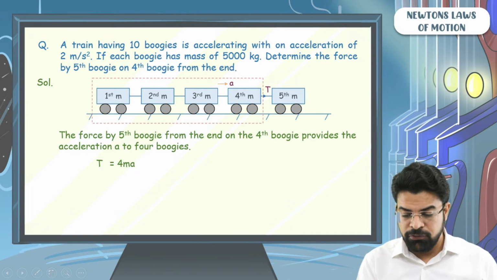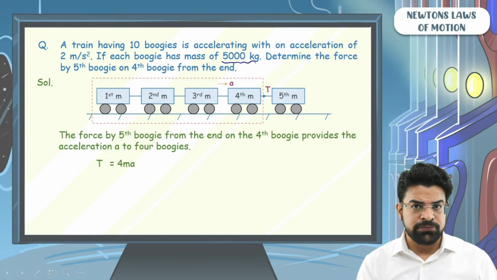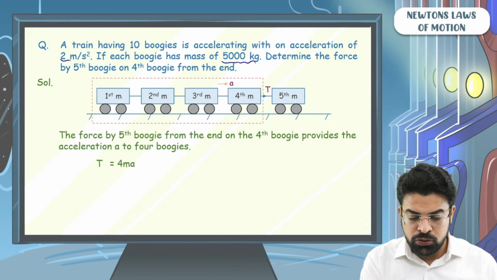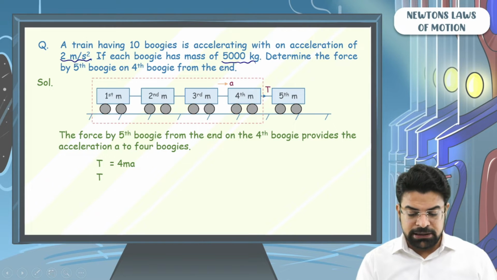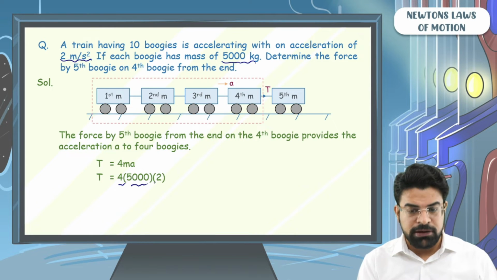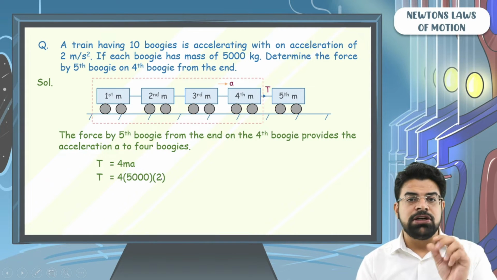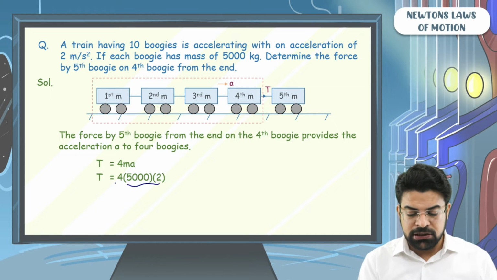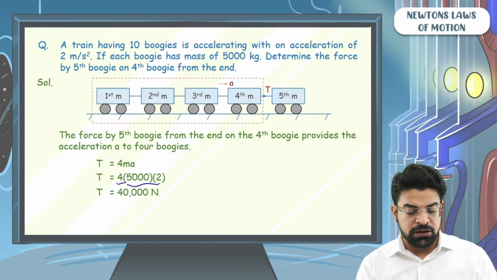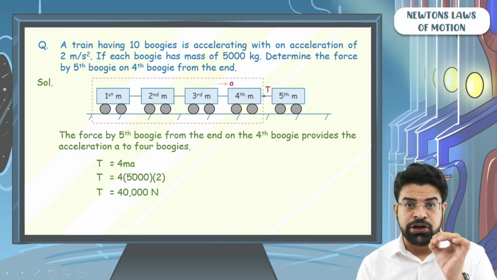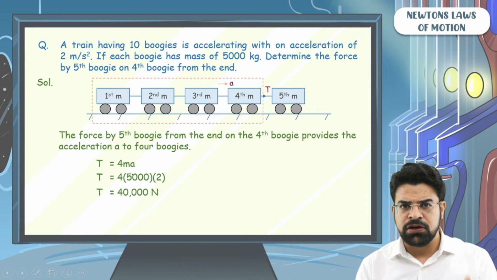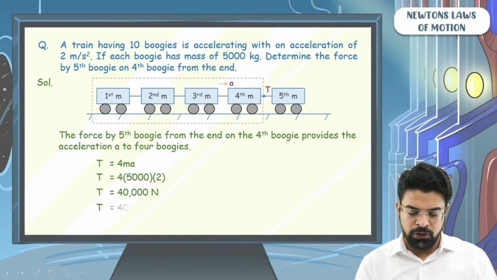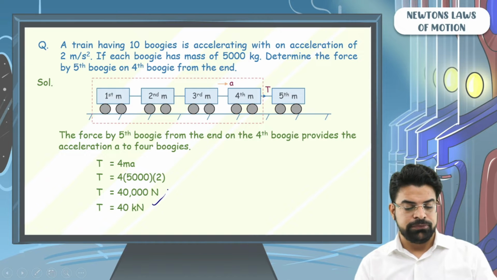Substitute the value of mass. The mass is 5000 kg and the acceleration is 2 meter per second square. We get that the tension equals 4 into 5000 into 2. 5000 into 2 becomes 10,000 and 10,000 into 4 becomes 40,000. So that force of tension has to be 40,000 Newton. 40,000 Newton can also be written as 40 kilonewton. So this will be the force.